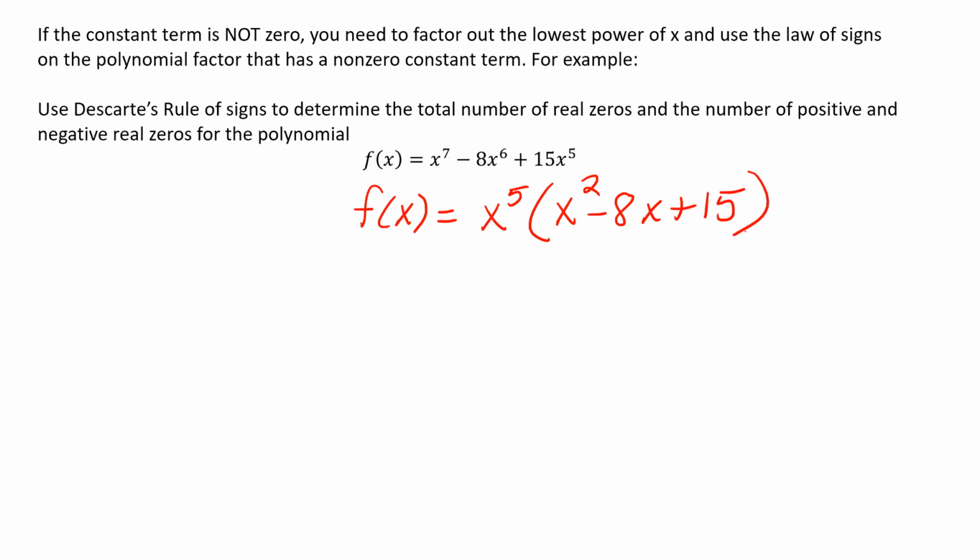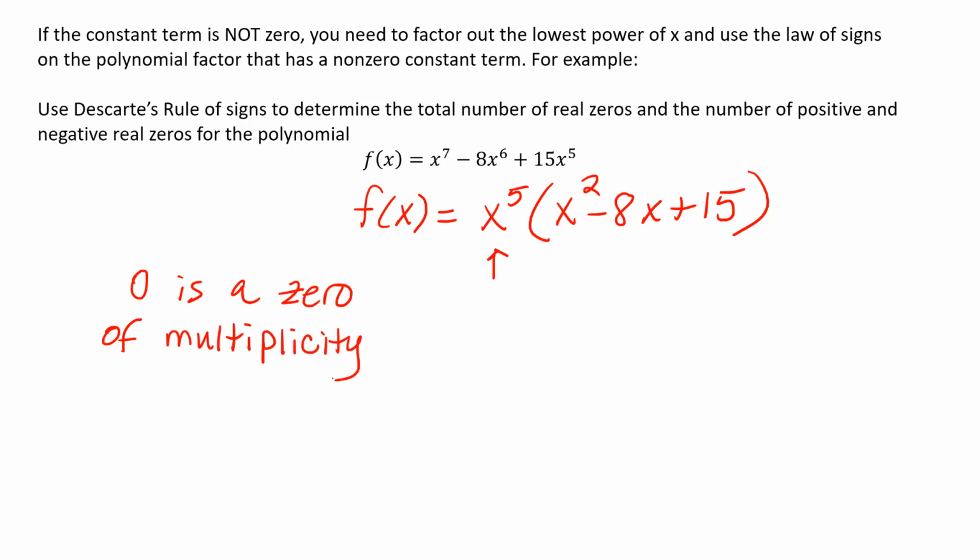So now you can quickly see that 5 of the zeros that this function has are 0. So that is a 0 of multiplicity 5. You put in 0 for x, you get 0. And so 0 is a 0 of multiplicity 5 for this function. And since 0 is neither positive nor negative, that wouldn't be counted by Descartes' rule of signs. So there are 2 more zeros. And the question is, are they positive? Are they negative? Are they real? Are they not real?